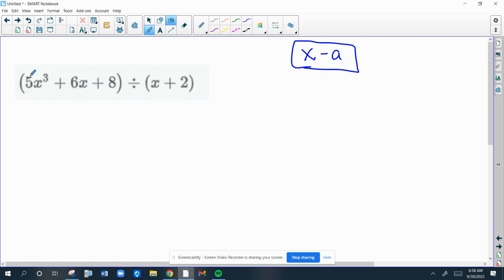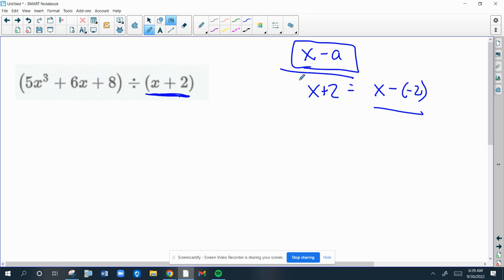So here we have 5x cubed plus 6x plus 8 divided by x plus 2. That's your divisor. This is in the form x minus a. In this case, it's x minus a negative 2, so a is a negative 2. So x plus 2 is x minus a negative 2. That's in the correct form.